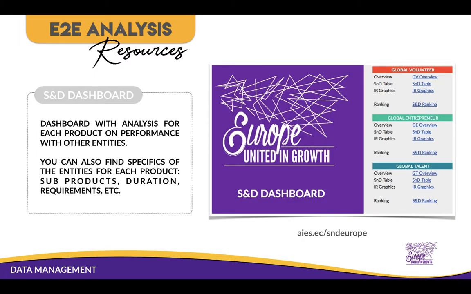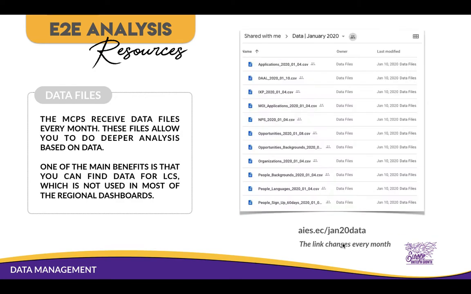The first thing that we have to help you is the S&D dashboard, the supply and demand dashboard. What you can find here are all the specifics for each product. For example, for GE and GT, what are the subproducts per entity, the duration, and whether they have special requirements or not. For GV, also the SDG focuses they have. There is the link here. You can just click on it and go to see it, but we're also going to explain a little bit more in this space. And of course, we have the data files.